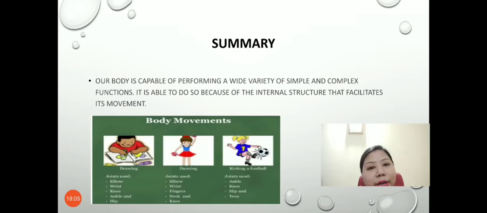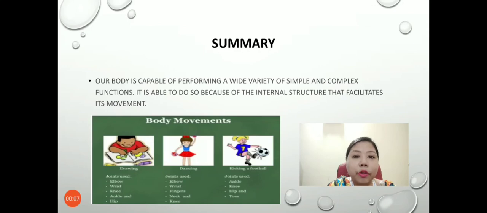Now let us summarize. We have learned that our body is capable of performing a wide variety of simple and complex functions. It is able to do so because of the internal structure that facilitates its movement. In the picture you can see that a child is drawing, using his wrist, fingers and elbow. In the second picture you can see a child dancing. She is using her hip, legs, ankle, wrist and waist. All these parts are being used when she is dancing.